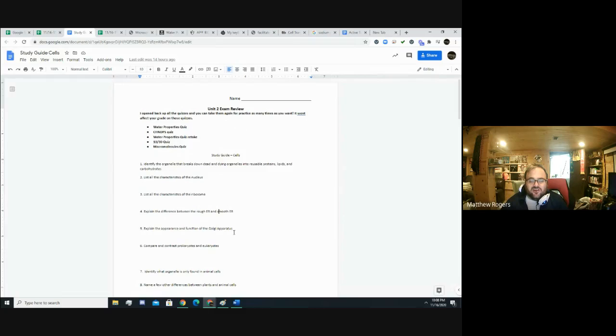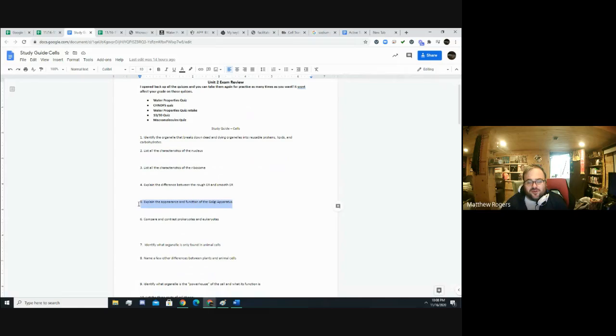Explain the appearance and function of the Golgi apparatus. The Golgi apparatus is the mailroom of the cell. It's going to package up the proteins in the Lego box, put a stamp on it, put all the addresses on it, and send it on its way. So it's kind of like a post office of the cell.